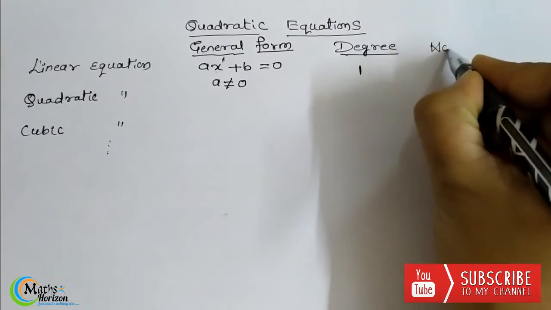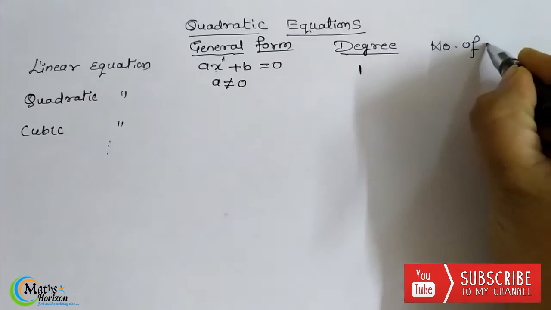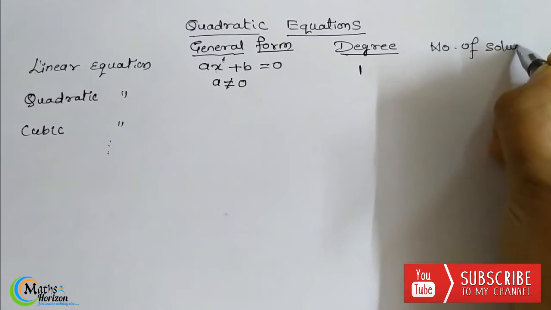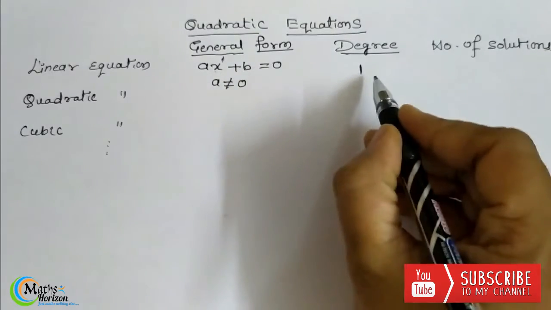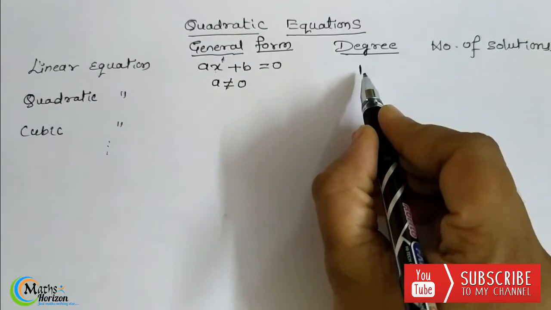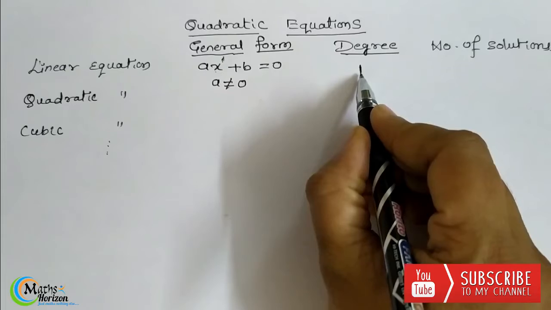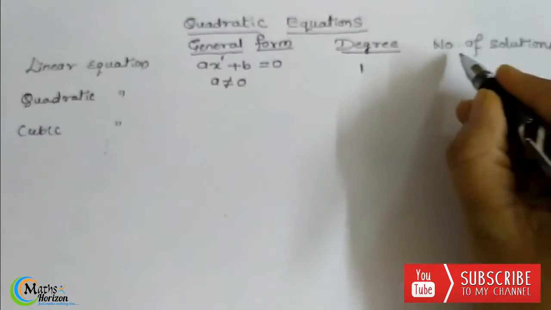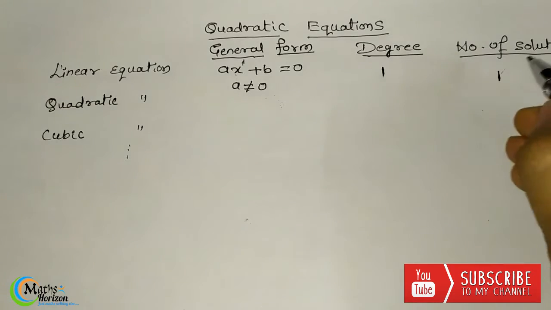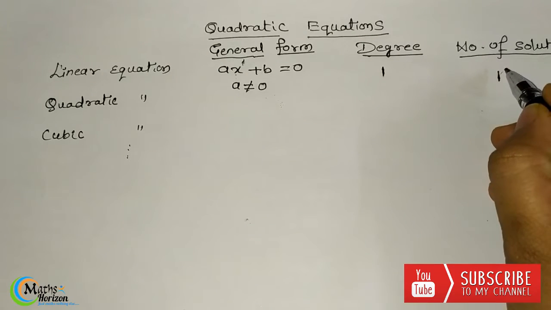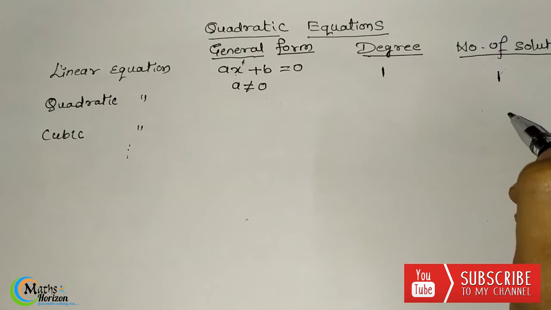Then the number of solutions the equation has. For a linear equation, the degree is 1. As many as the number of degrees, that many solutions a particular equation has. That means the linear equation has degree 1.